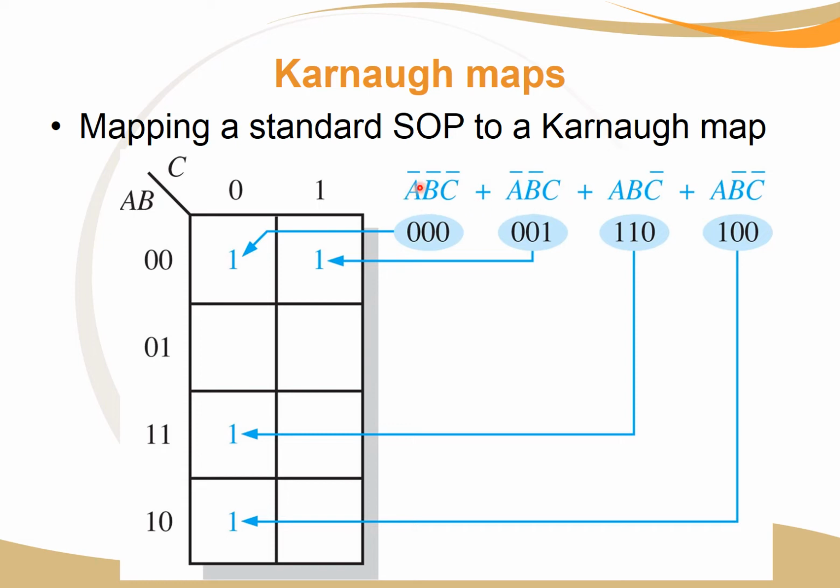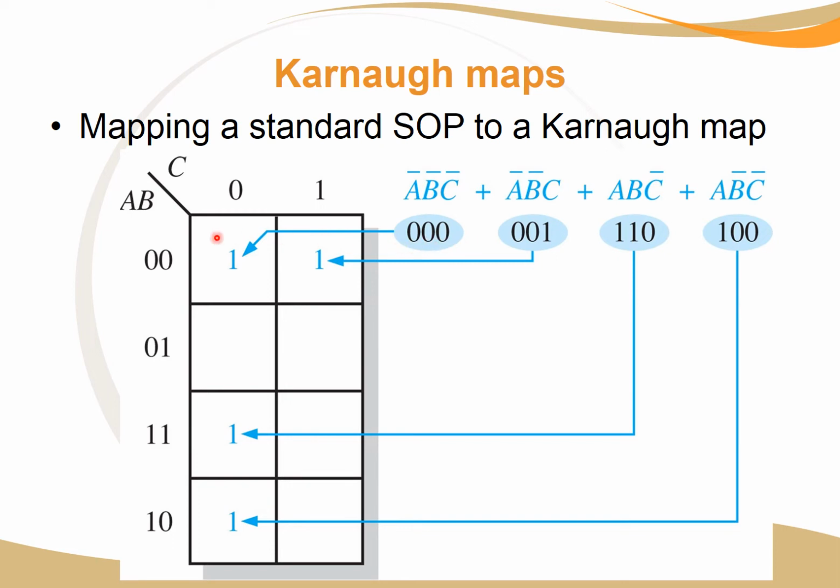This is why we did it, because we need a standard form. So you have A not, B not, C not, and underneath we write 0, 0, 0, because if it's a not, it's a 0. If it's non-inverted, we write a 1. So A is 1, B not is 0, C not is 0. And then we go and look at the array and see where this fits in.